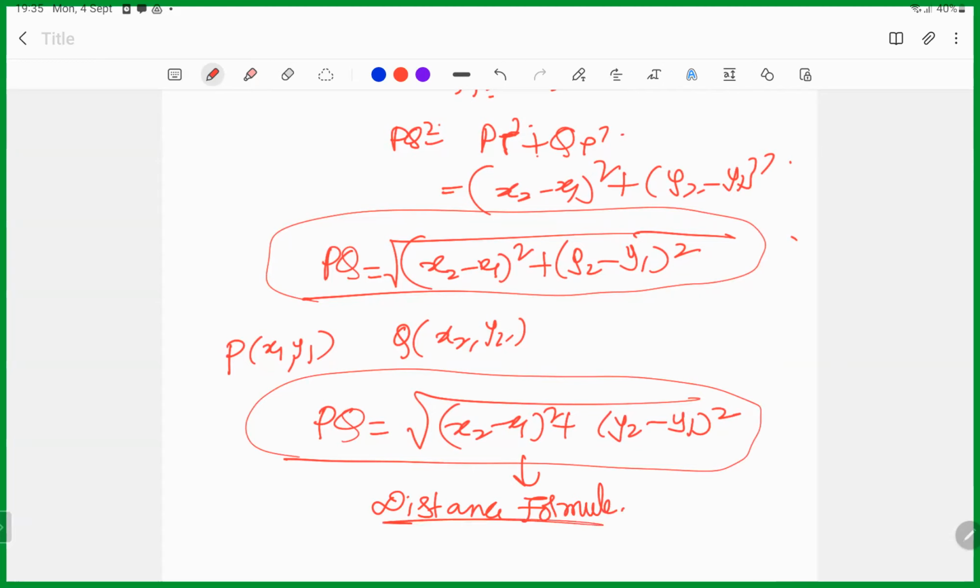Okay, so we'll close for today. Tomorrow we will solve some examples. Then we'll look at the area. Now we found the formula for distance. Two more things remain: one is the area of the triangle, and then the points that divide the line segment, where we find the coordinates of the point.